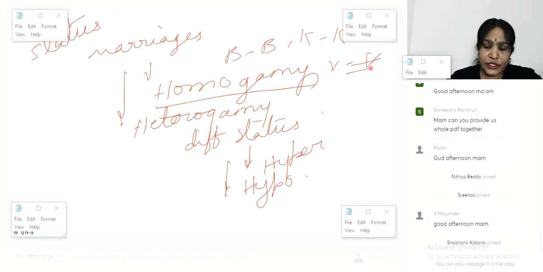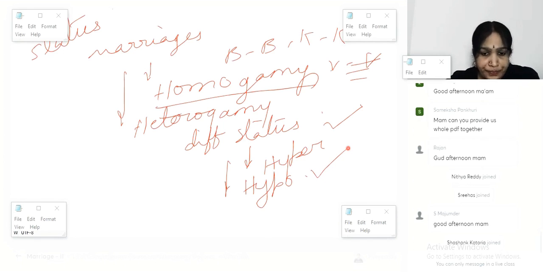Now, there is no further classification of homogamy. Same status means same status, there is no more question. But when it is different status, another question comes: higher status or lower status? If the boy is higher status, hypergamy. If the boy is lower status, hypogamy. So hyper and hypo are the 2 types of heterogamy, and the other type of marriage is homogamy.